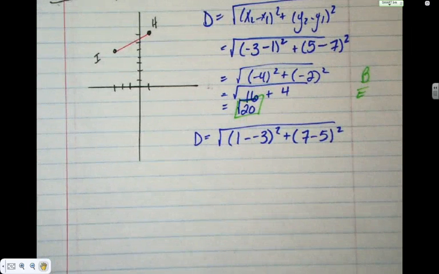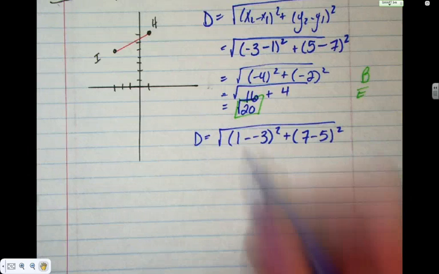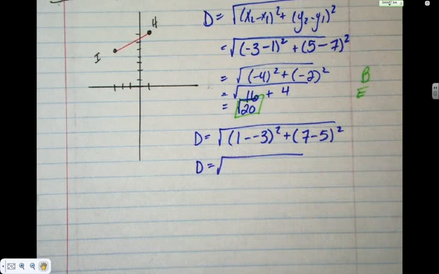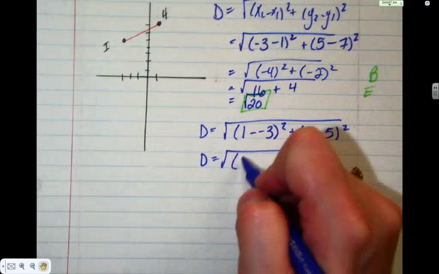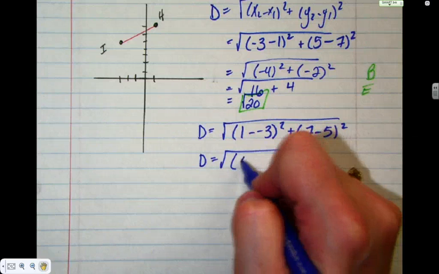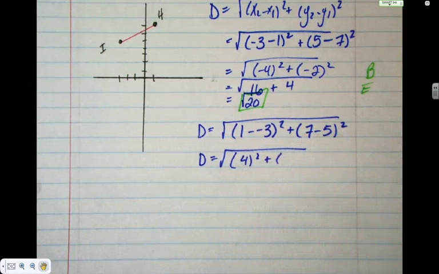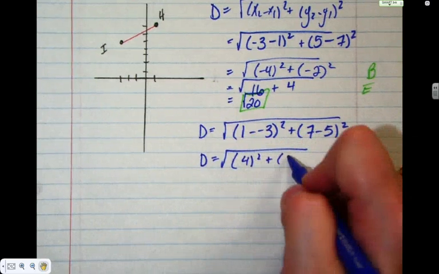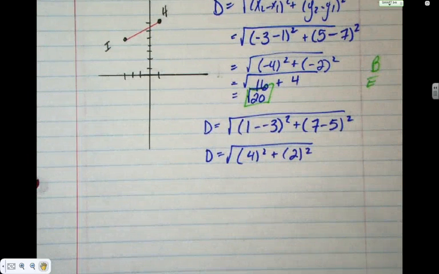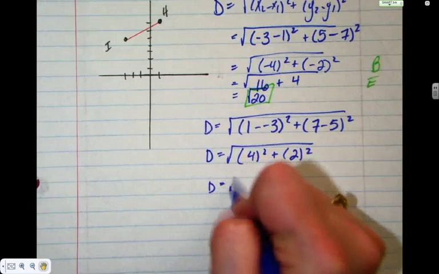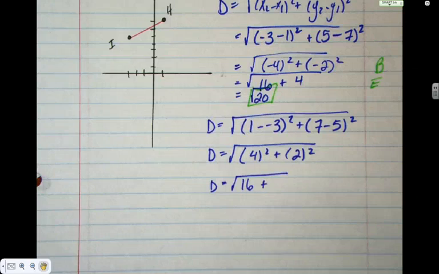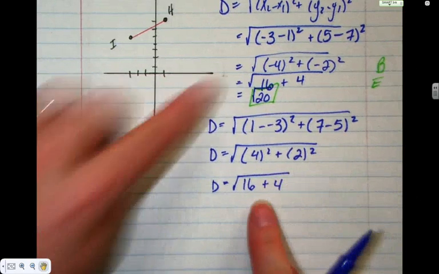Okay, well, check out what's going to happen here just because I flipped the values. Brackets again, so 1 minus -3 is 4. And 7 minus 5 is 2. Now we'll do the exponent. 4 squared, 2 squared. What do we see?